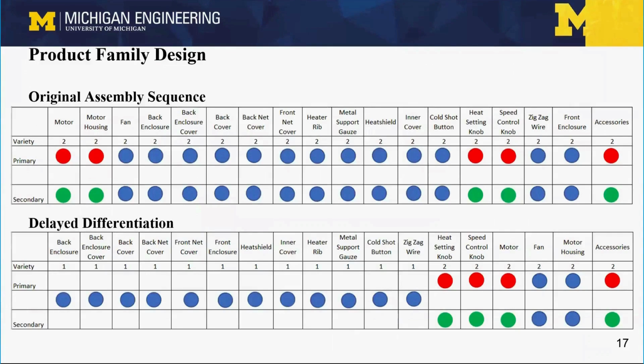Most hairdryer assemblies start with a motor assembly, but this would cause two unique variants for the entire assembly sequence. Moving to delayed differentiation would allow the common components to be assembled up to the point of the heater, setting knob, speed control knob, and motor, which are unique. The fan and motor housing that are common would then be assembled, followed by the different accessories.